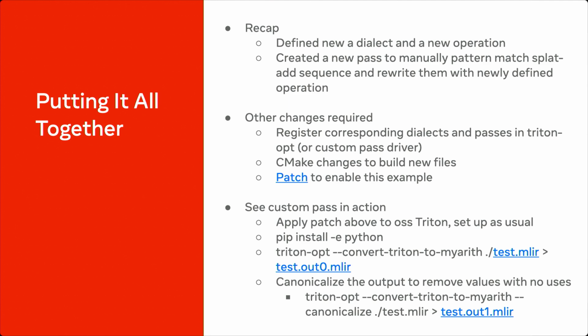We need to register the corresponding dialects and the passes, in this case, in Triton opt, which is the pass driver that the upstream Triton already builds. We could, of course, also do this on our custom pass driver. We need to make a few CMake changes so that we'll actually build our new files. And I include a link to a patch to enable this example in case you want to try it on your own.